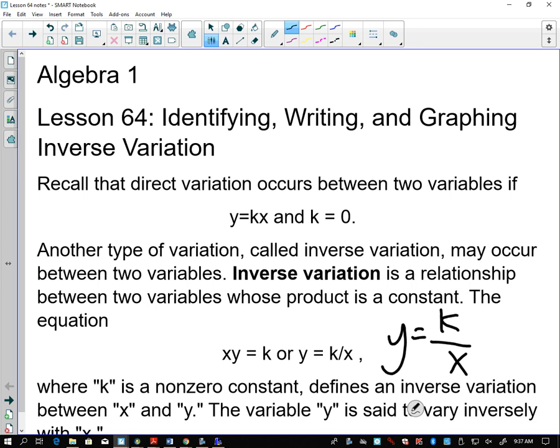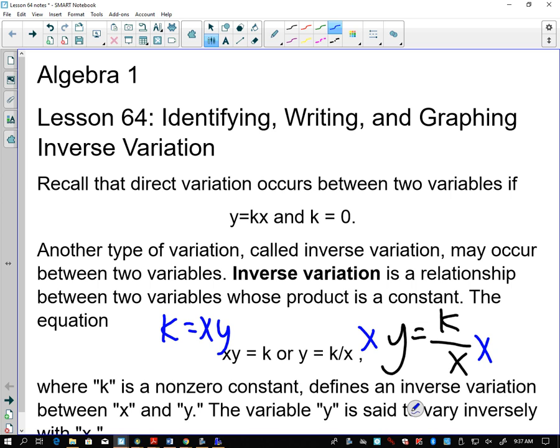So if I wanted to find the constant here, if I wanted to solve for k, what would I have to do to get k by itself? Multiply by x on both sides, good. So I'd multiply by x, so k would equal xy or yx, right? So the constant is the product of xy, and you see that down here. Okay, where k is a non-zero constant defines an inverse variation between x and y, and the variable y is said to vary inversely with x.